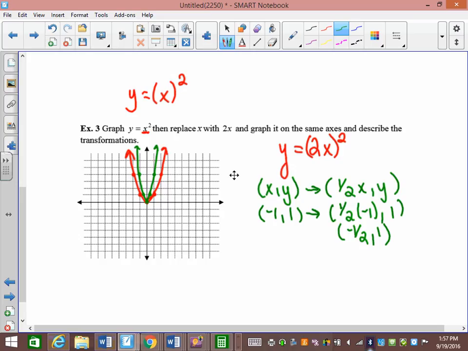I want you guys to flip to example 6 and example 7.